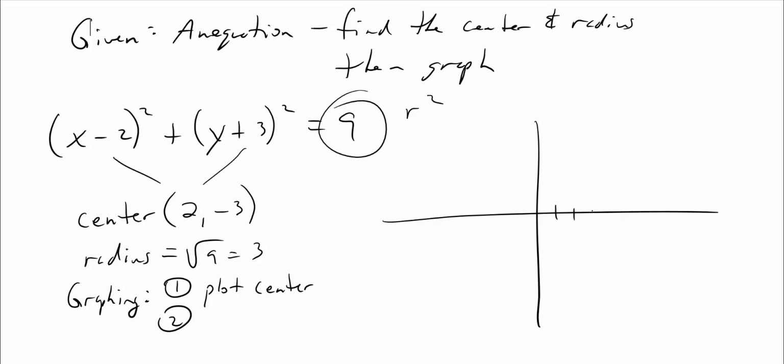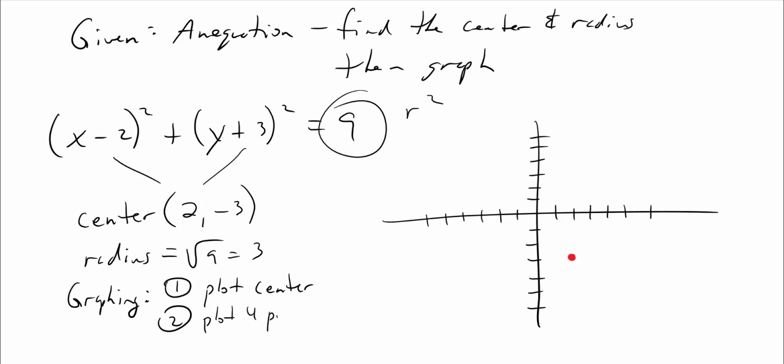So 1, 2, 3, 4, 5, 6, and 1, 2, 3, 4, 5, 6, and so on for each axis direction. Okay, good. Now we get everything, and now we can plot some points. So 2, negative 3 is going to be 1, 2, and then negative 3. It's right there. Okay, that's my center point.